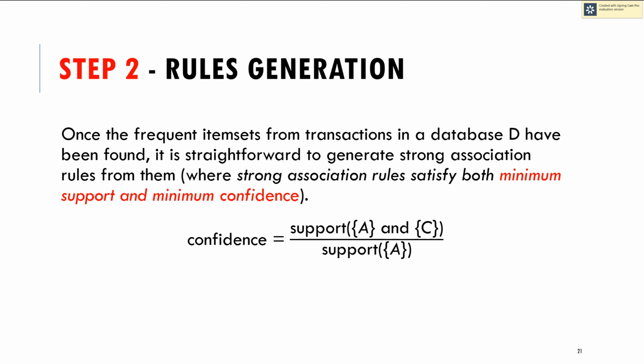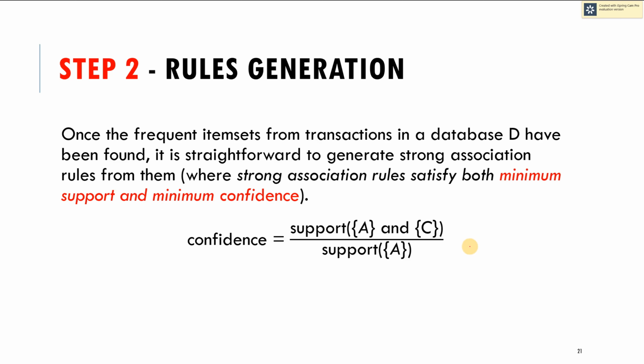Now we will move on to the second step, that is the rule generation. Previously we have calculated the support. Now we would like to calculate the confidence. Once the frequent item sets of transactions in database D have been found, it is straightforward to generate strong association rules from them, where association rules satisfy both minimum support and minimum confidence.